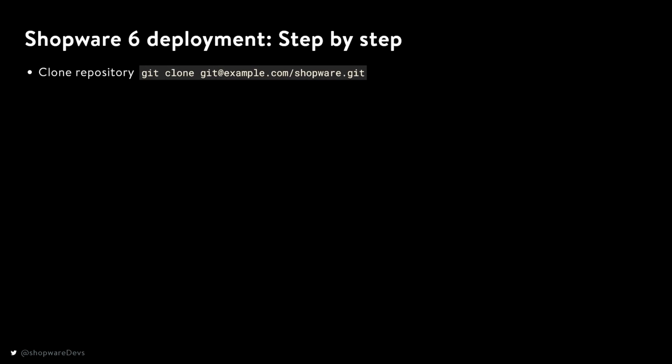Now that we have talked about the prerequisites, let's have a look into what needs to be done to build and deploy Shopware step by step. The first step would be to clone your repository into the build workspace. After that, all dependencies should be installed. In our case, we're using Composer, the leading PHP dependency manager.